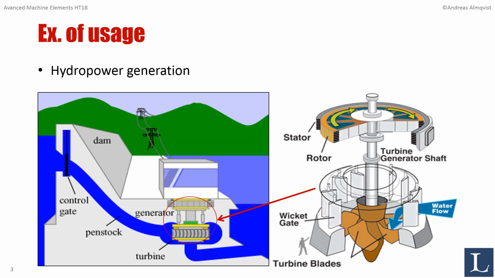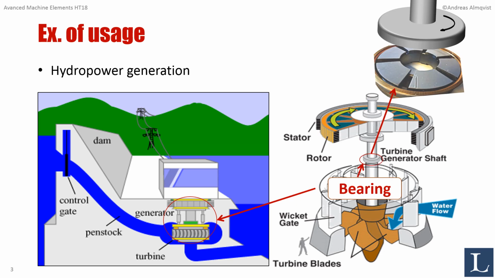So where do we find this kind of bearings? For example, in a hydropower generation. So we have the water reservoir, and then we have the penstock leading the water down to the turbine, which makes a rotation of the shaft and drives the generator. Okay, so this system is here on the right side a little bit magnified and dissected in some sense. So we have the turbine, we have the shaft, and we have the generator. And here we have the bearing, the tilted pad thrust bearing.